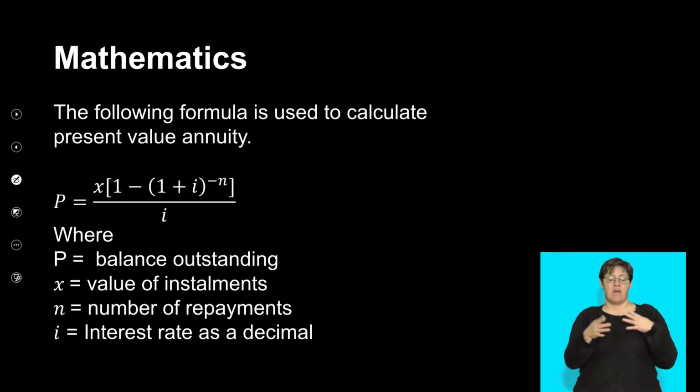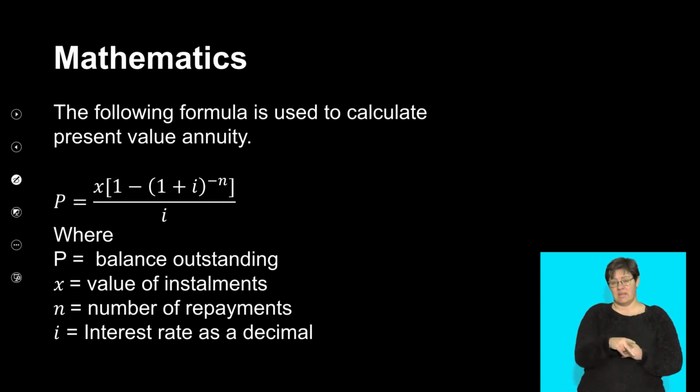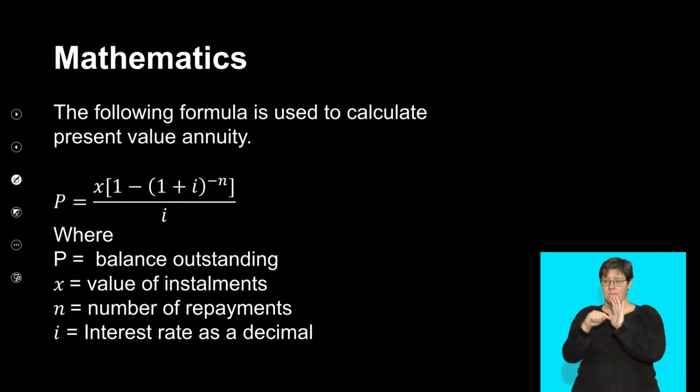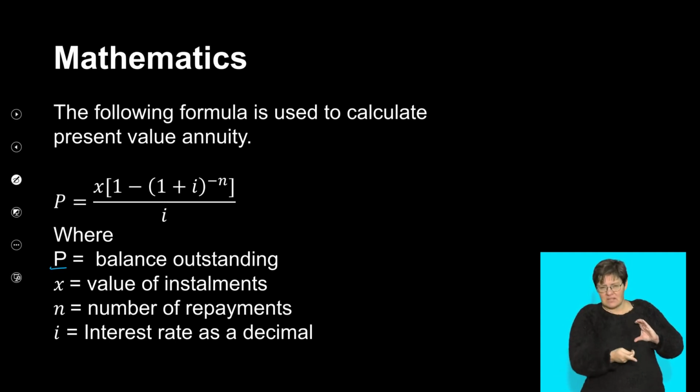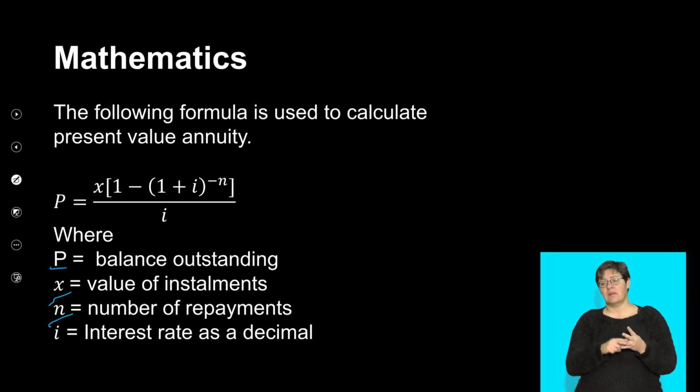Now remember, the formula for the present value is normally given by P equal to x into 1 minus 1 plus i to the exponent of minus n, divided by i, right? We know that P is the balance outstanding. How much do you still owe the bank or a shop for that matter, because it's not only banks that give you loans. And then x will be the value of installments. How much do they want you to pay on a month-to-month basis? n is the number of repayments. So if I give you 5 years, it means it's 60 months, right? Because in 5 years, there's 60 months. And then i, lastly, will be the interest rate as a decimal.